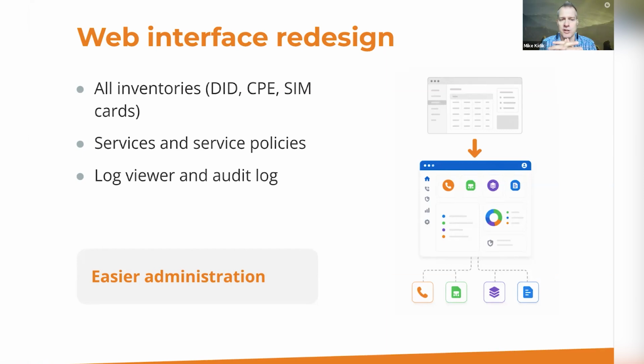So we've covered all inventories like DID, CPEs, SIM cards. We redesigned the services page, the service policies, the log viewer page, and we also moved Audit Log to the side panel, similar to the panel where you can see the help. So these are the changes in the maintenance releases 126, 129, and we will continue to redesign more pages. We are currently working on products and bundles, so this will be released next.